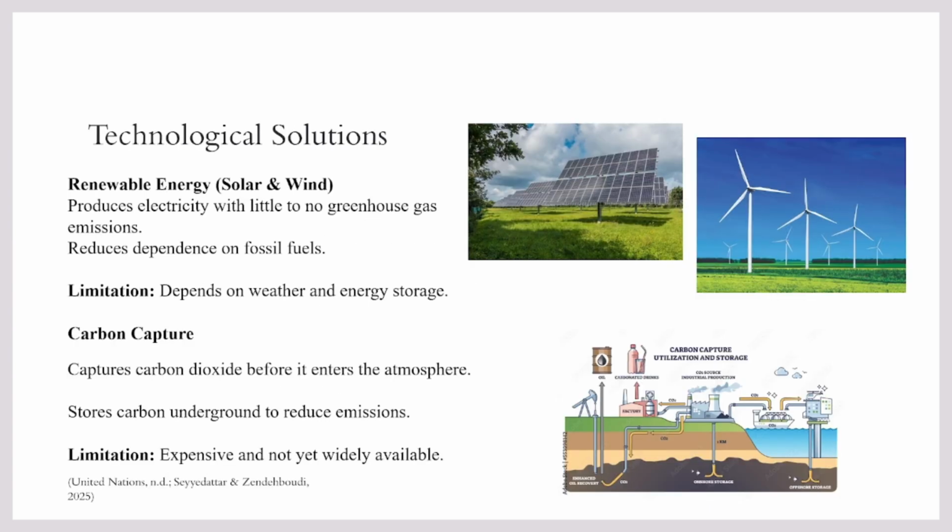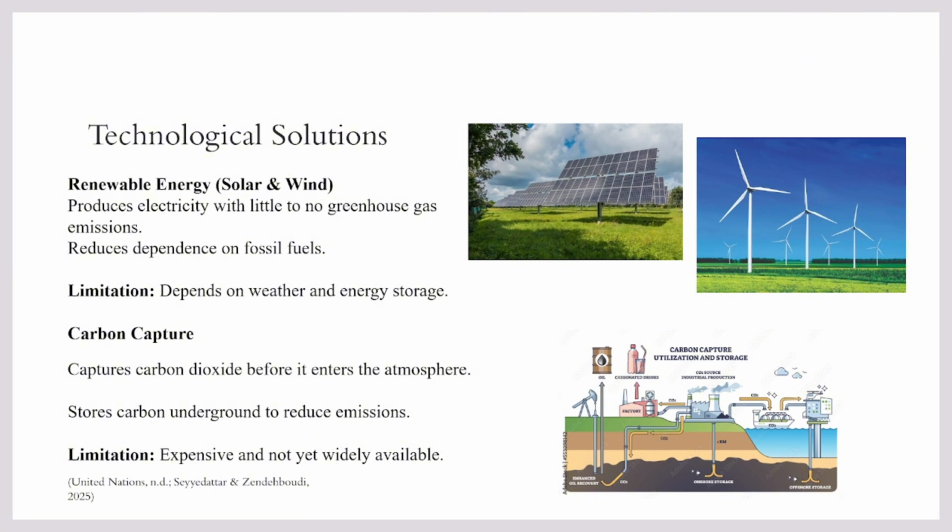Finally, I'd like to talk about two technologies that can help reduce the impacts of climate change. According to the United Nations, the first is renewable energy, such as solar and wind power. These technologies generate electricity using energy from the sun and wind instead of burning fossil fuels. Because they produce little to no greenhouse gas emissions during operation, they help reduce carbon emissions and decrease our dependence on fossil fuels. One limitation is that solar and wind energy depend on weather conditions, and additional energy storage systems are often needed to provide electricity when the sun isn't shining or the wind isn't blowing.